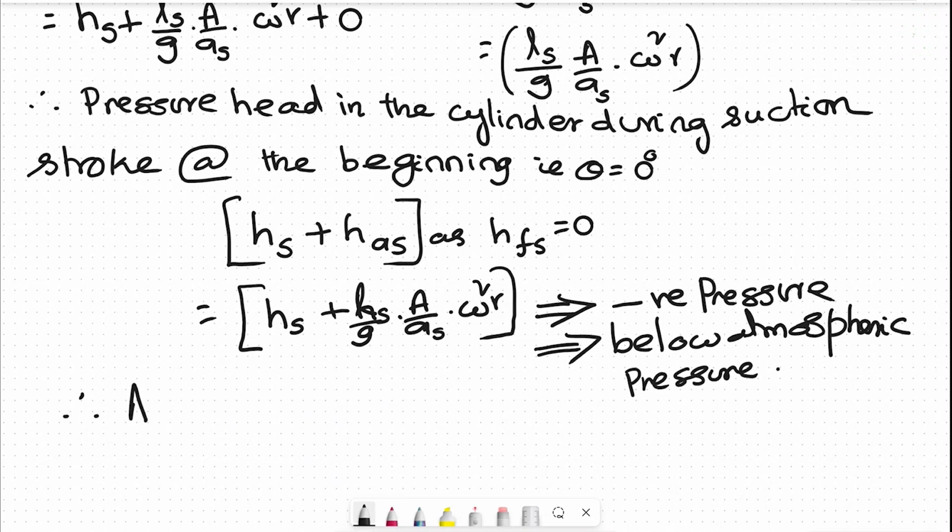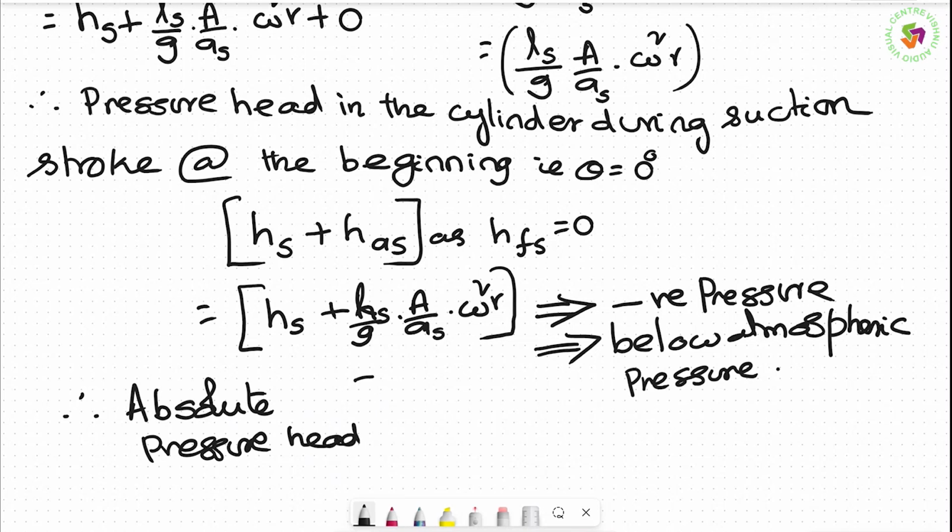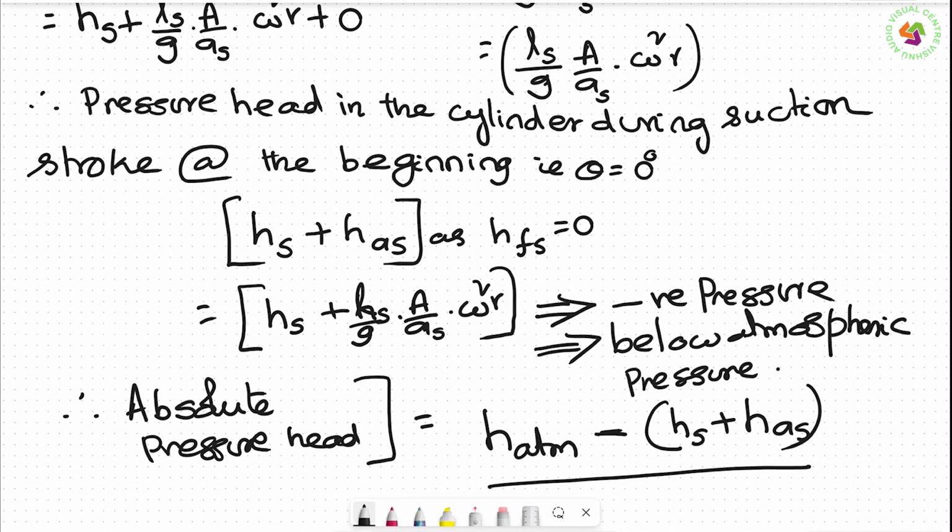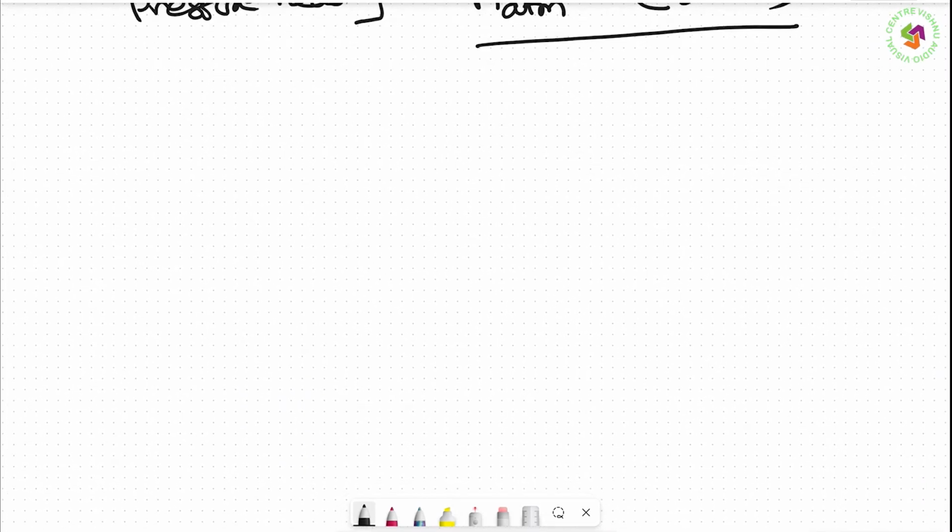Therefore, the absolute pressure head is equal to H atmosphere minus (Hs plus HAS). This is the first thing. Now similarly, I will cut short at the middle of the suction stroke.